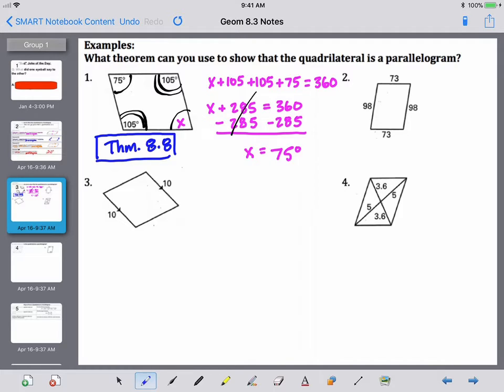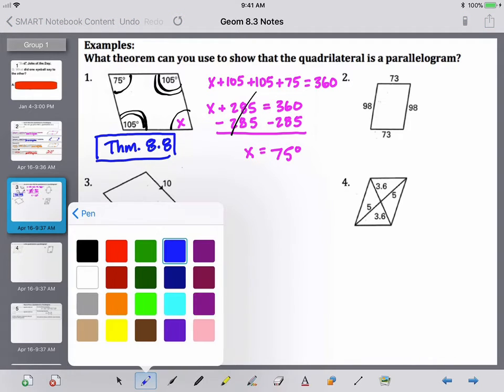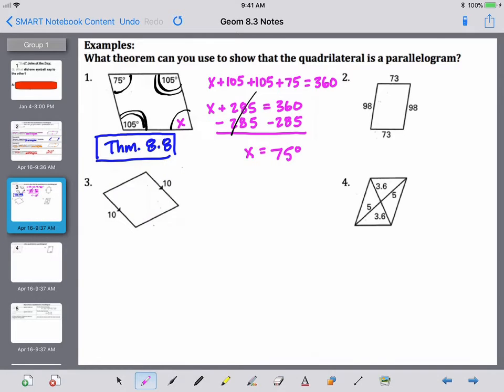All right, in our next example, we got this side, 73, is congruent to this 73. 98 is the same length as 98, so since opposite sides, both pairs, are congruent, we can say that this is a parallelogram by that very first theorem that we talked about. So this is just using theorem 8.7. So that tells us this is a parallelogram.